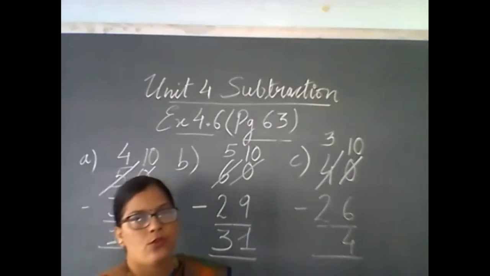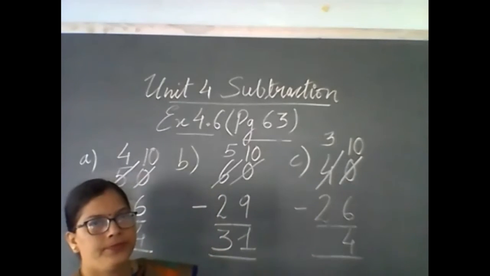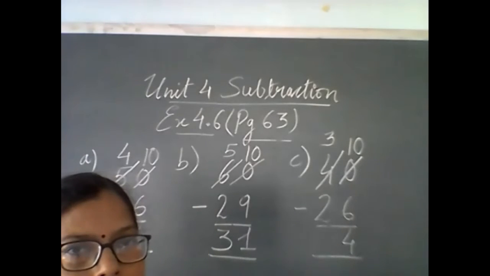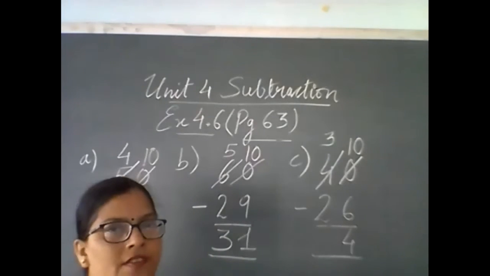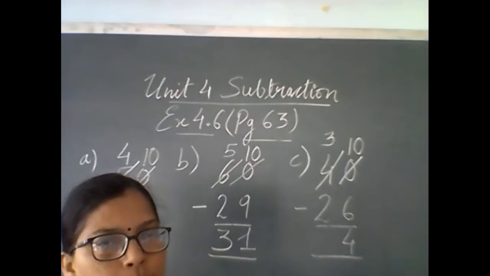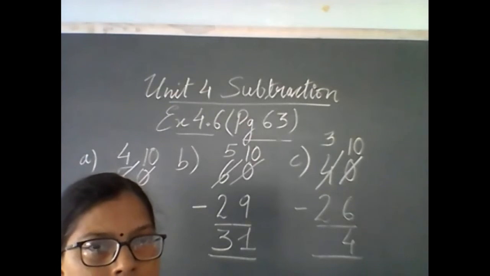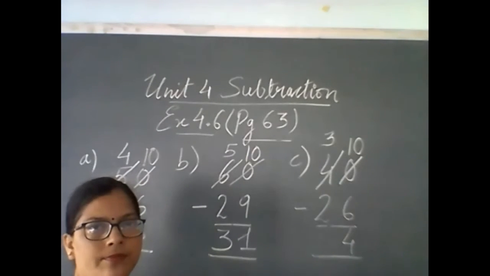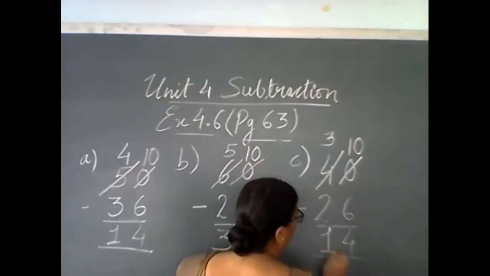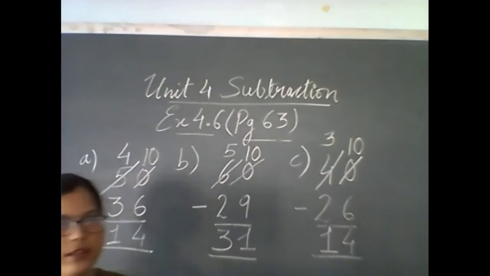Now 3 minus 2. What will be the answer? Show me your finger. 3 minus 2. What will be the answer? Yes. Good. So 3 minus 2, 1. Again 14. The answer is 14.